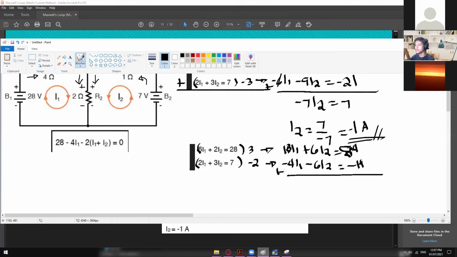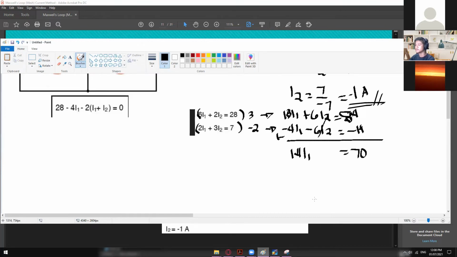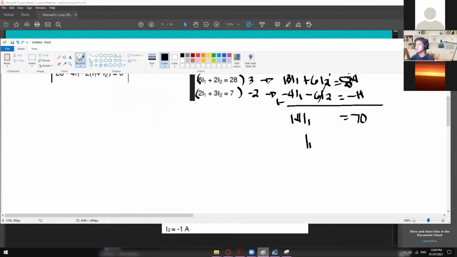Okay, then we can now add them. So 18 minus 4 is 14 I sub 1, and then we can now cancel this one, and this one is 84 minus 14 is equal to 70. Okay, so from here we can now transpose this 14 on the other side. So 70 divided by 14 will give a result of 5 ampere.